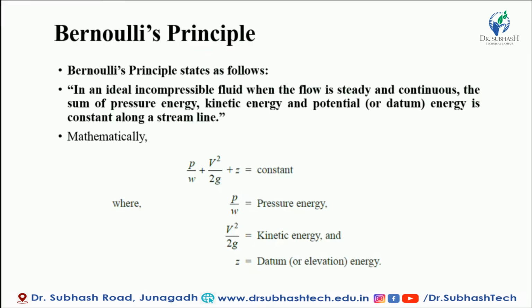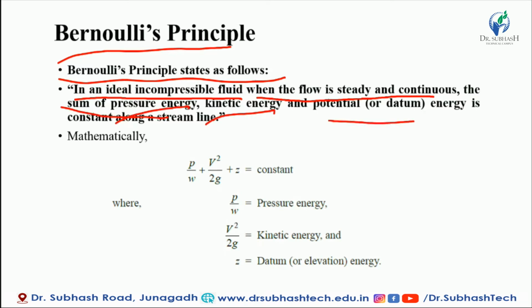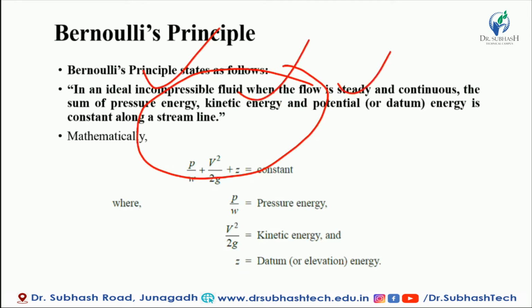Okay. First, see the statement of Bernoulli's principle. What does it say? In an ideal incompressible fluid, when flow is steady and continuous, the sum of pressure energy, kinetic energy and potential energy is a constant. So in short, we can say the total energy of fluid at any point is a constant. In total energy, we count only three energies: pressure, kinetic and potential energy.